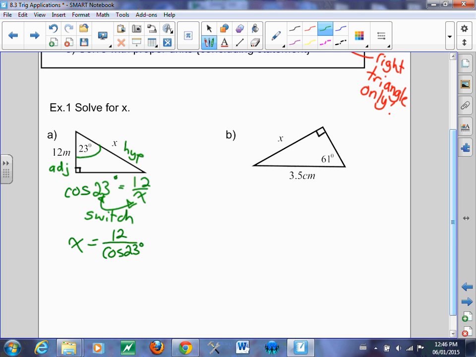Okay, second question. Let's see if we can figure this out without identifying the sides. I will write this down again for those who may need it to help them. Okay, all right. So based on this angle, folks, what two sides do we have? We have the hypotenuse side, which is 3.5, and we have the opposite side, which is x. So we're looking for an O and an H, and that's going to be your sine ratio.